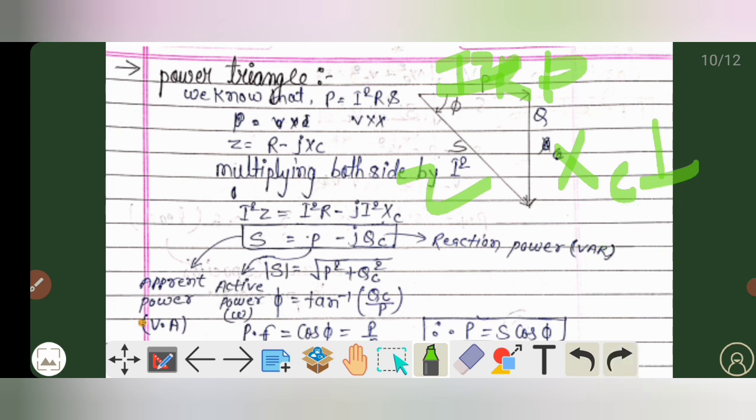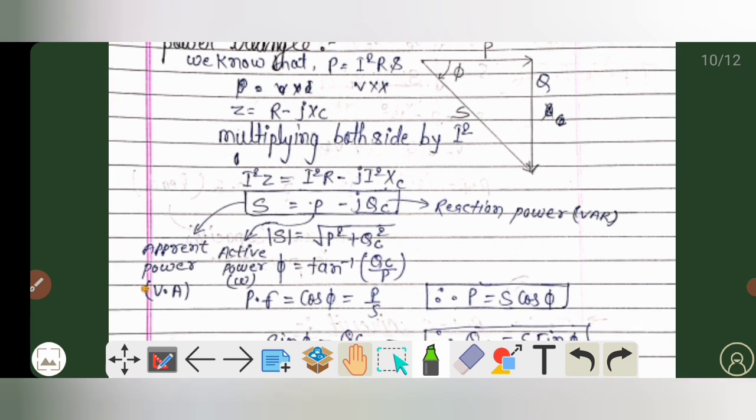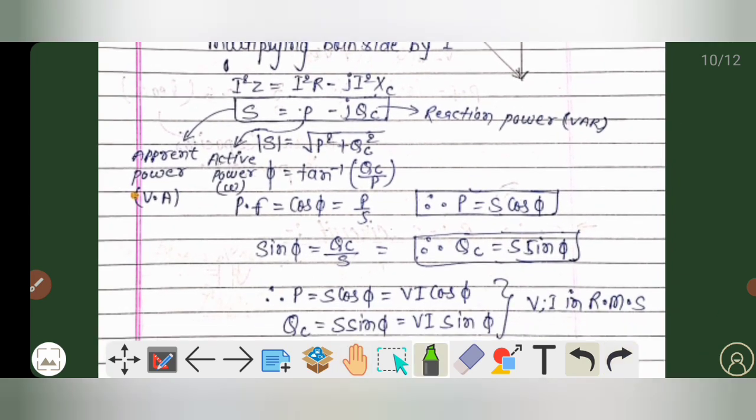Now my dear friends, as you can see here, this was all regarding the active, reactive, and apparent power. Now my dear friends, as we move to the next thing, if you want to calculate the value of S from here, that is apparent power, then that will basically come out to be root under P square plus Q_C square.